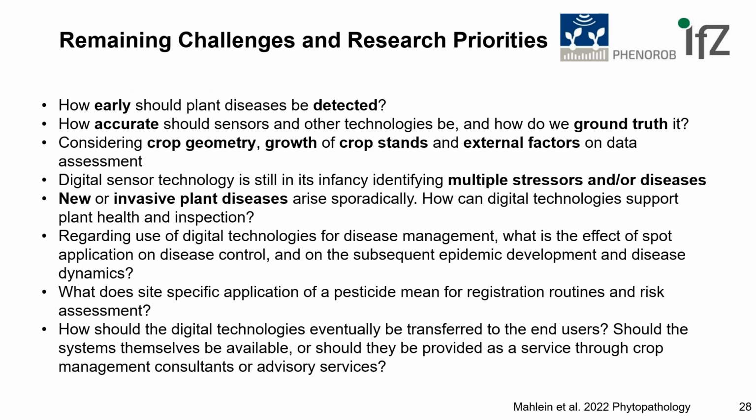So these were just some insights about the background of the interaction of plant diseases with the plant and how this influences the optical properties of plants. However, research is still ongoing, and we have a lot of remaining challenges and research priorities. And one of the questions which often comes at first is, how early could plant diseases be detected? And this question is difficult to answer because it depends on the setting of the sensor, on the size of the symptoms, and on the host pathogen interaction.